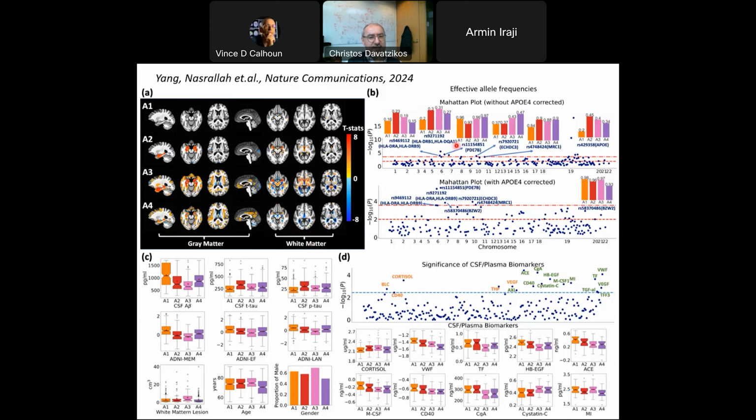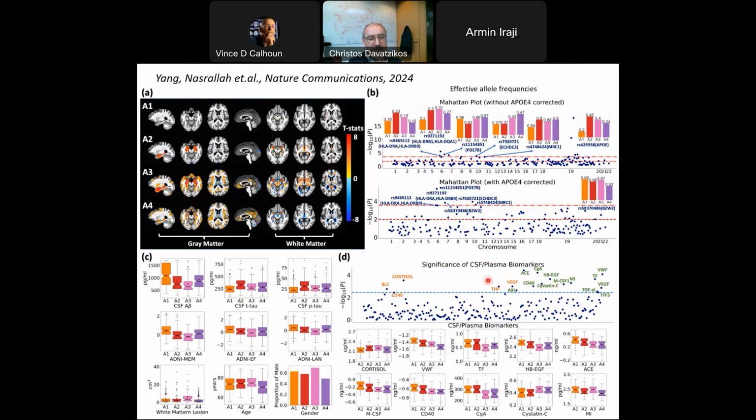What was interesting is that if you look at the genetics of these, there are significant differences in the effective allele frequencies of the different subtypes, which are in different colors here. A1, A2, A3, and A4 are different subtypes, and multiple targets came out as being significantly different between these subtypes. And this is, of course, what further indicates that these anatomic differences might be explained by these genes.